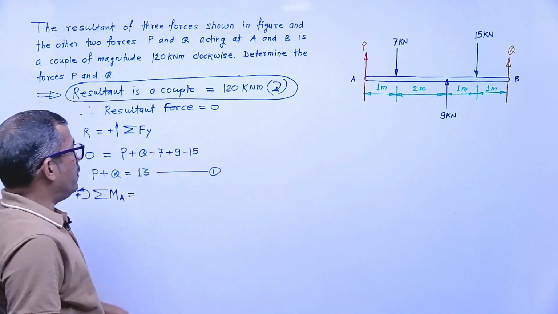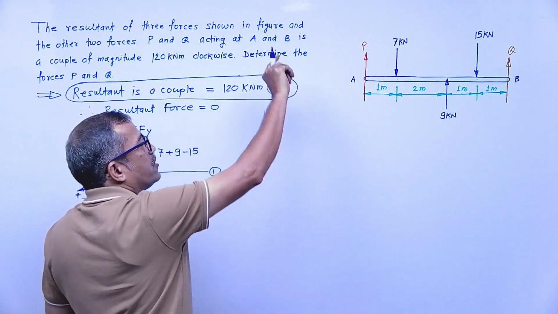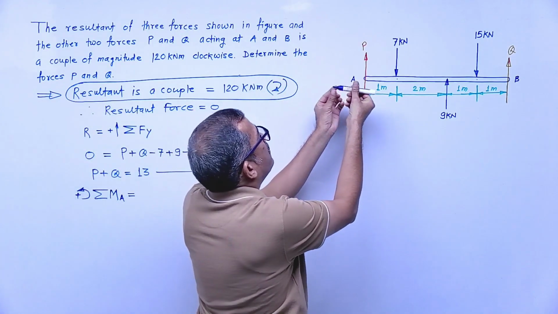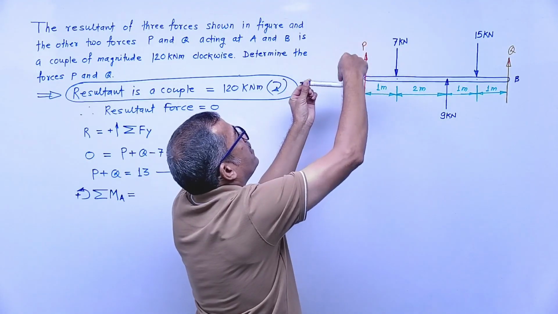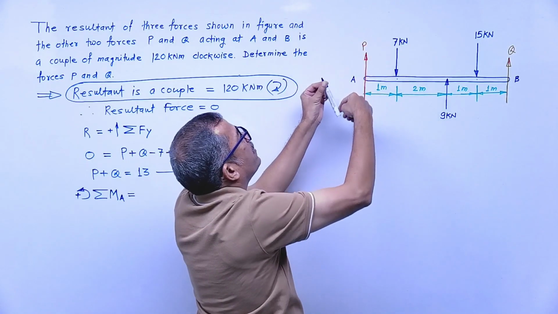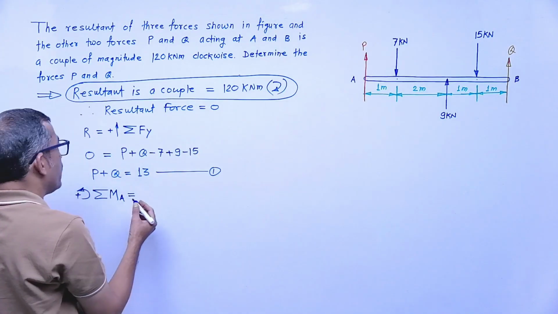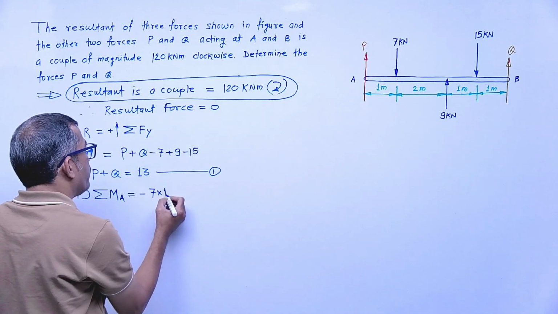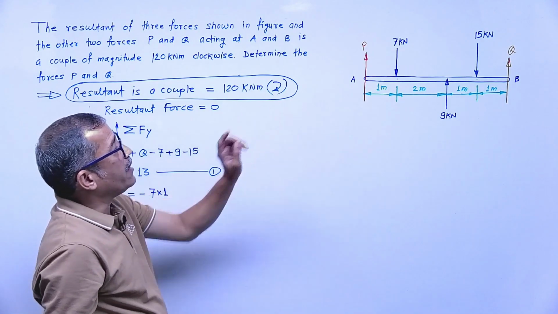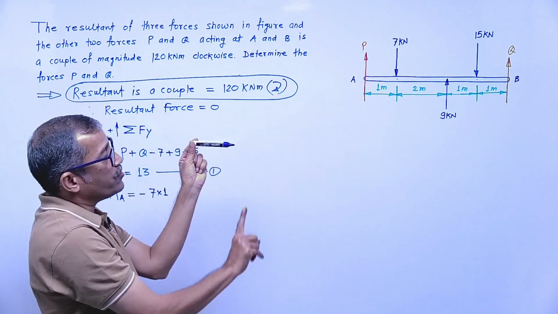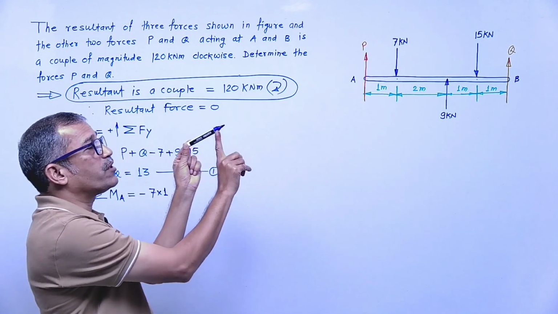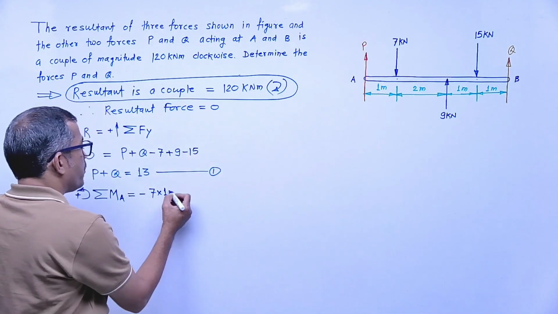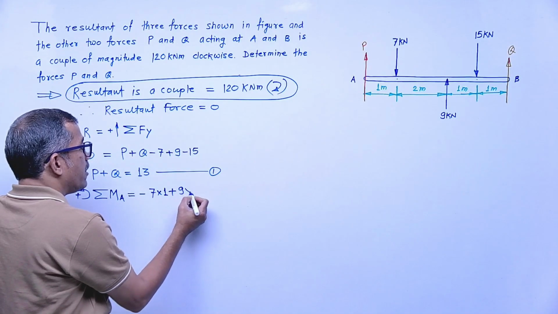Moment of P is 0. 7 का moment कैसा है? Clockwise. This is moment center A, force is acting in downward direction. How will the rod rotate? Clockwise. Clockwise means what? As per sign convention, minus 7 into 1. Moment of 9: you are taking moment about A, force is acting in upward direction. How will this rotate? Anti-clockwise. What is the distance? Perpendicular distance 3, means plus 9 into 3.